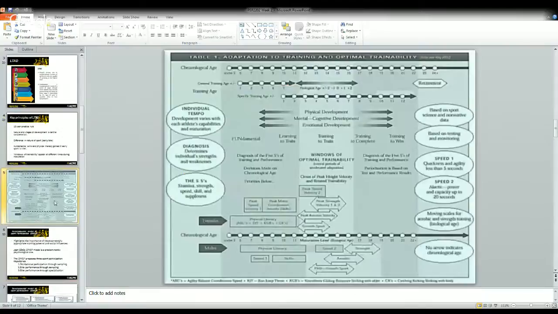What have we got here? Adaptations to training and optimal trainability. Now that is a real mess looking at that. So as you can see, basically, you've got your chronological age and what you're capable of developing. Here is where we have our stages. Here's our windows of trainability between roughly 11 to 17. That's going to vary based on whether you're male or female and what your sport is. Physical development, mental and cognitive development, emotional development, and we can have a look at various areas and what is available. That's quite complex, and perhaps you're not going to be examined on it, but in your own time, have a bit of a look at it.